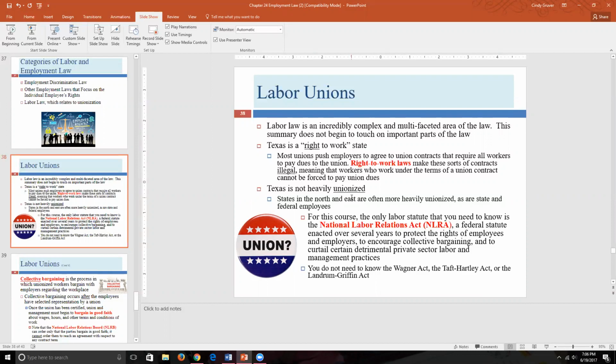There are a few industries that are more unionized. For example, the airlines industry is fairly unionized. The automotive industry is fairly unionized. But outside of a few niches, there's not a lot of union activity in Texas. The statute that we'll be looking at in this presentation is the National Labor Relations Act, which is usually called the NLRA. This was the first law that was passed in this area that really set up a schema for the whole labor system in our country.